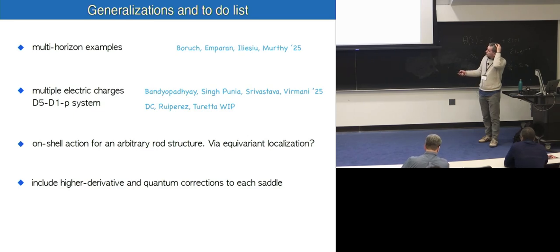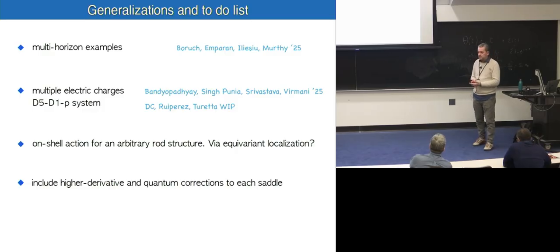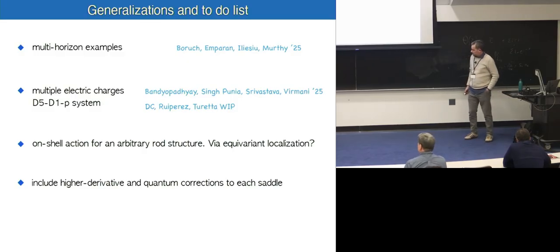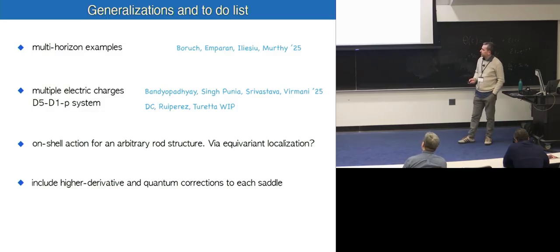Then it would be nice to compute the on-shell action for an arbitrary rod structure. In principle, the ingredients are all there, but since the gauge field is not globally well defined, one has to be careful with the Chern-Simons term. So technically, it is a non-trivial computation. However, it can be done.